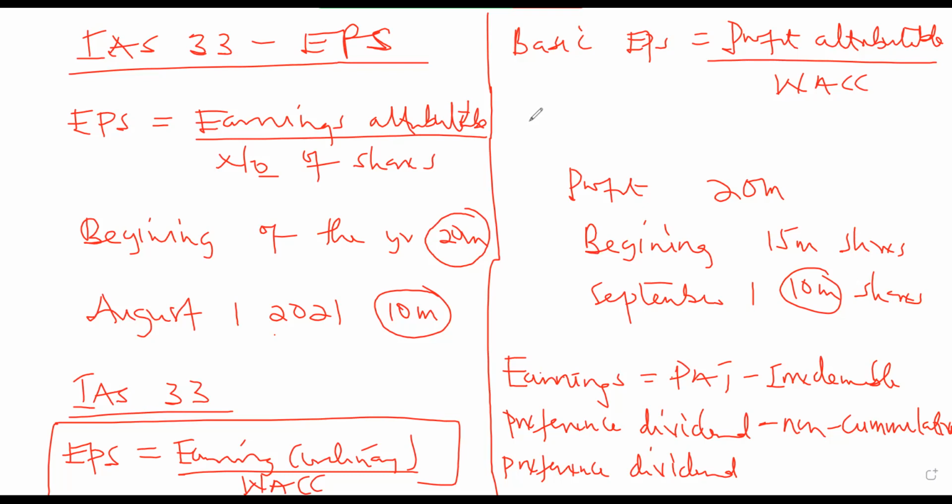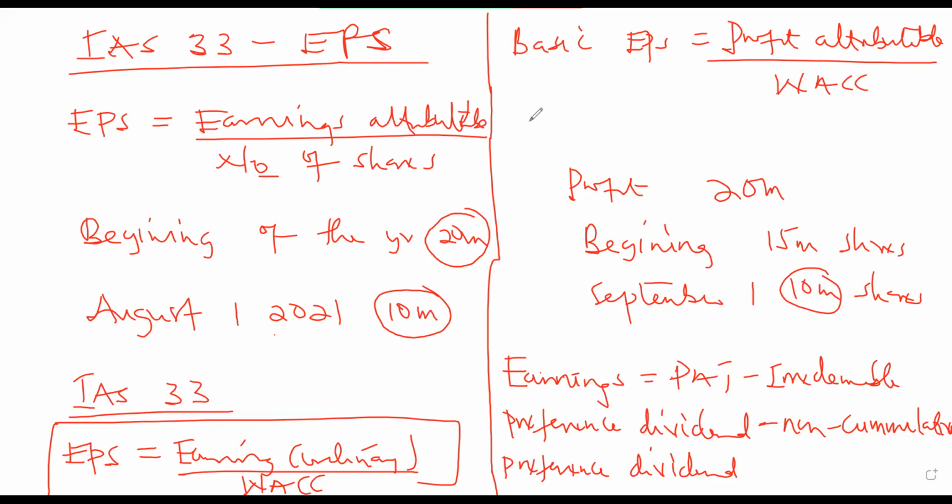Preference dividend that is convertible at a future date, but it is the issuer who has the option to convert. That dividend is also treated as a redeemable preference dividend. So it has also not been taken from the profit after tax. You have to take it. All right. If you come to the WACC, it is not anything.